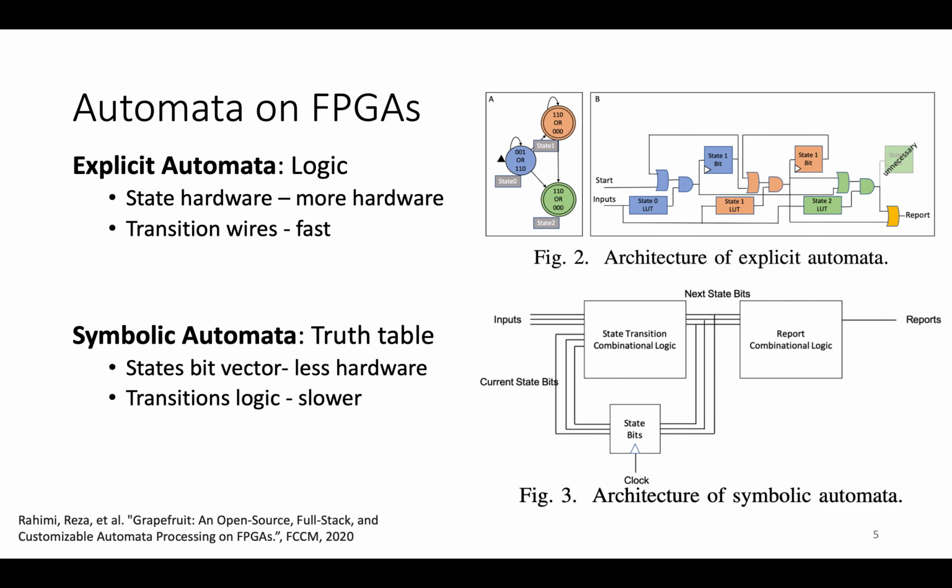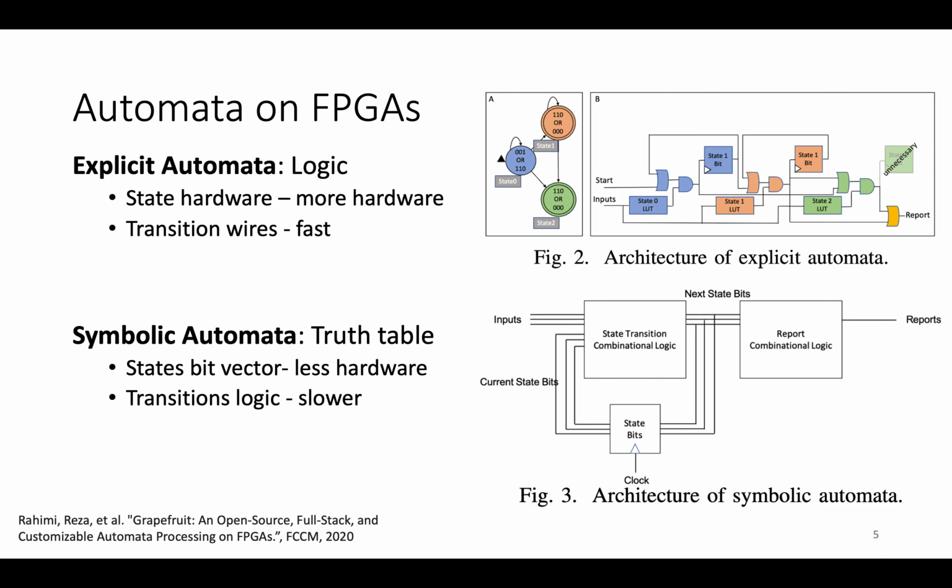Previous FPGA accelerated automata work, including Grapefruit, has used an explicit automata encoding to represent the individual automata in hardware on the FPGA. With this approach, every state in the automaton is mapped to its own hardware resources, and this allows for multiple states to transition and be active at the same time. This approach requires more hardware, but transitions are fast because they can be done concurrently and are conveyed via wires.